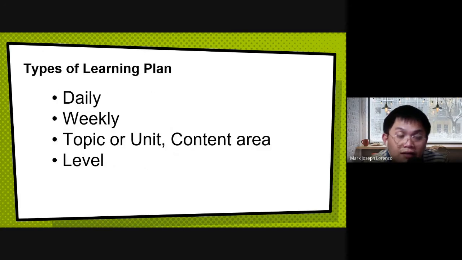And there are at least 4 types of learning plan: daily, weekly, topic or unit, and level. When we say daily, ito ay yung tinatawag nating detailed lesson plan. Kapag sinabi nating daily or detailed lesson plan, ito yung ginagamit ng teacher sa isang particular na araw.